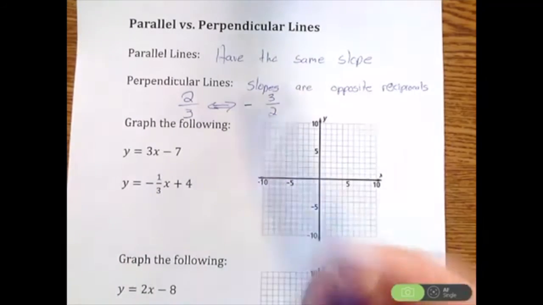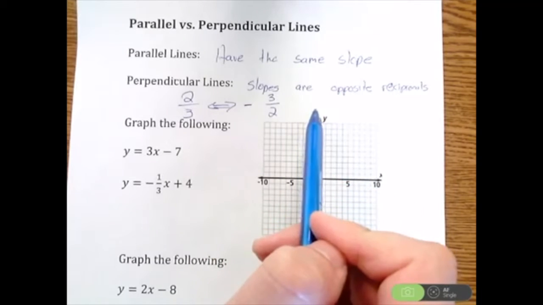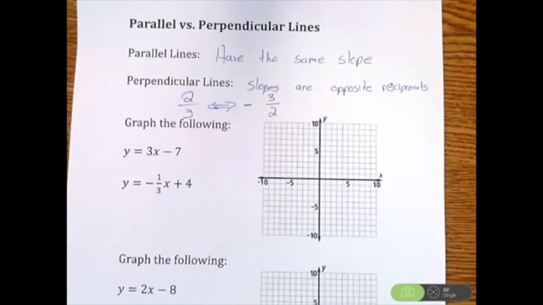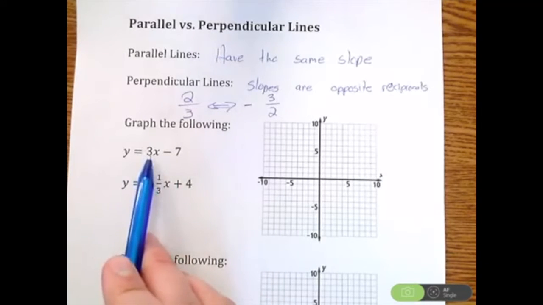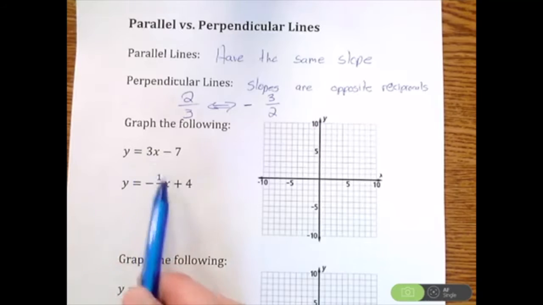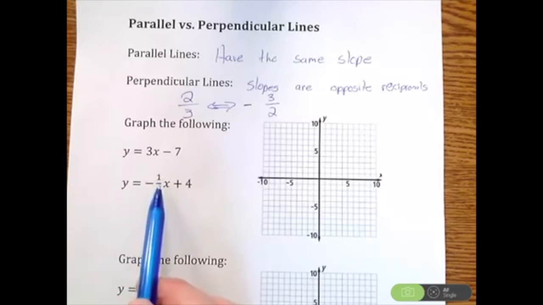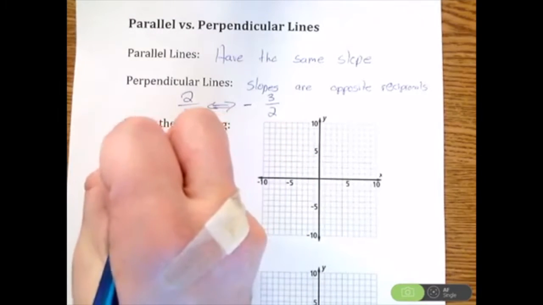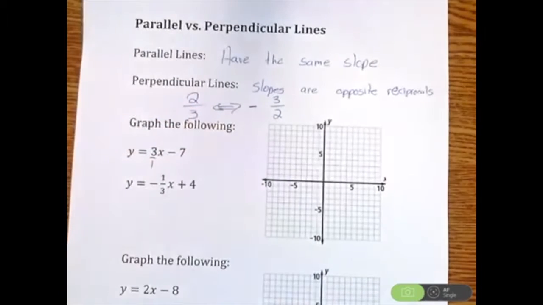So I could tell you what parallel and perpendicular lines look like, but instead I want to make a few graphs just showing you what parallel lines look like and what perpendicular lines look like. For my first problem, I'm going to graph the following: y equals 3x minus 7 and y equals negative 1 over 3x plus 4. Just looking at these, I'm looking at the slopes. The slope of my top line is 3. The slope of my bottom line is negative 1 over 3. Remember, this top one is like 3 over 1.